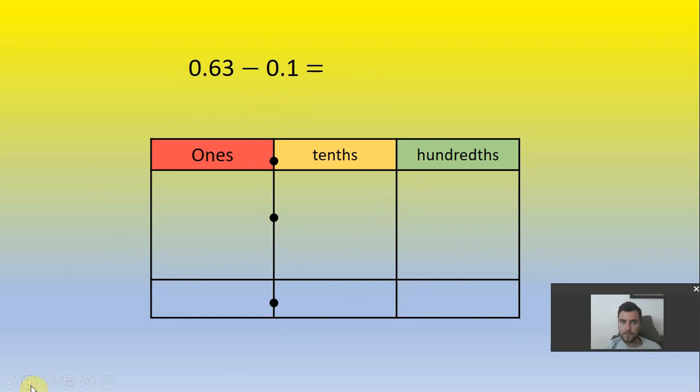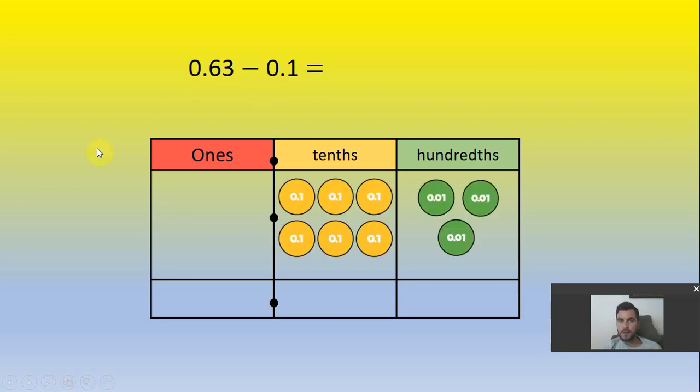Let's try another one. This time we've got 0.63, take away 0.1. Remember, just be careful. Remember, the 1 is in the tenths column. So it's 0 and 63 hundredths, take away 1 tenth. So there's my 63 represented below. And this is where we go wrong. So this is a common exception here. Lots of people will look at that and go, right, okay, I need to take away 100th. But do I? Have a think.